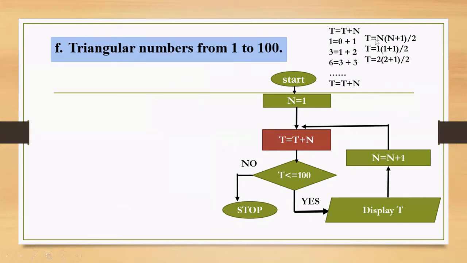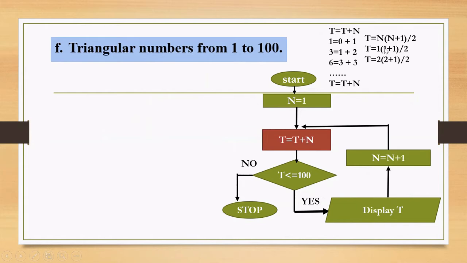So you know, t is equal to n times n plus 1 divided by 2. So when we substitute the values, let's find the first triangular number.